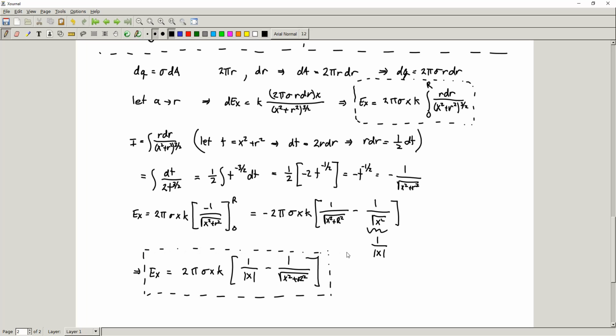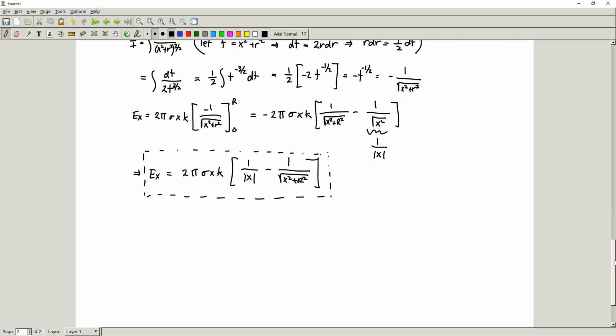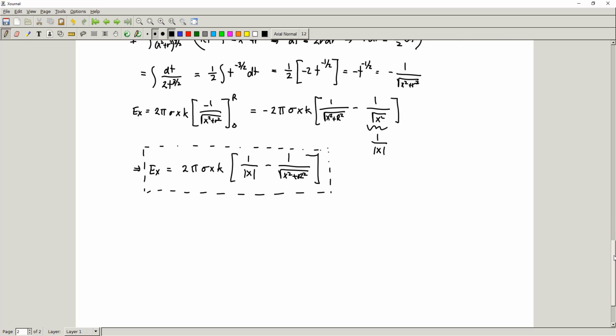I mean, this is a final answer, but we're going to clean it up for our result of the disk here. So what I'm going to do is factor out an x in the denominator here, and so that means we're going to have to hit the upstairs of this with an x, and so we're going to end up with E_x equal to 2 pi sigma k, because the x's will cancel, and we're going to have a 1 minus x over square root x squared plus r squared here.